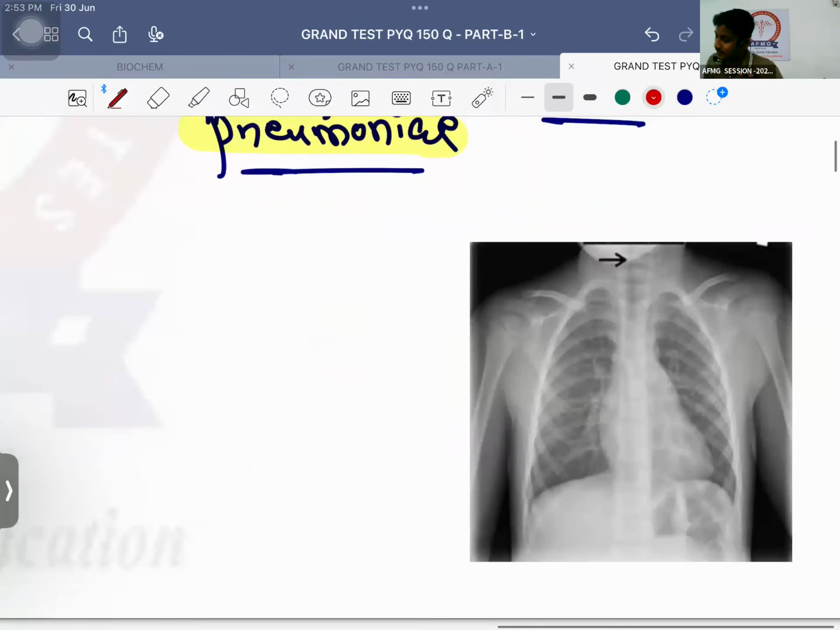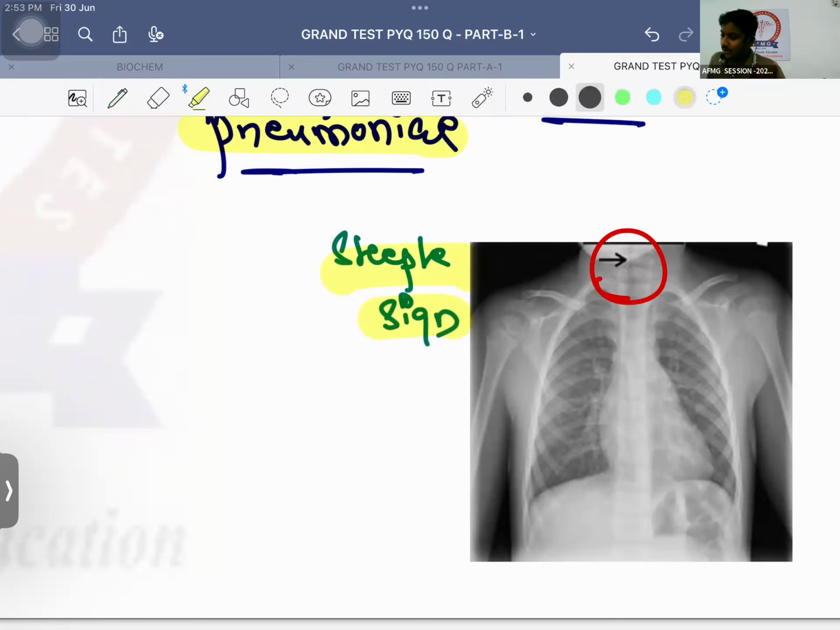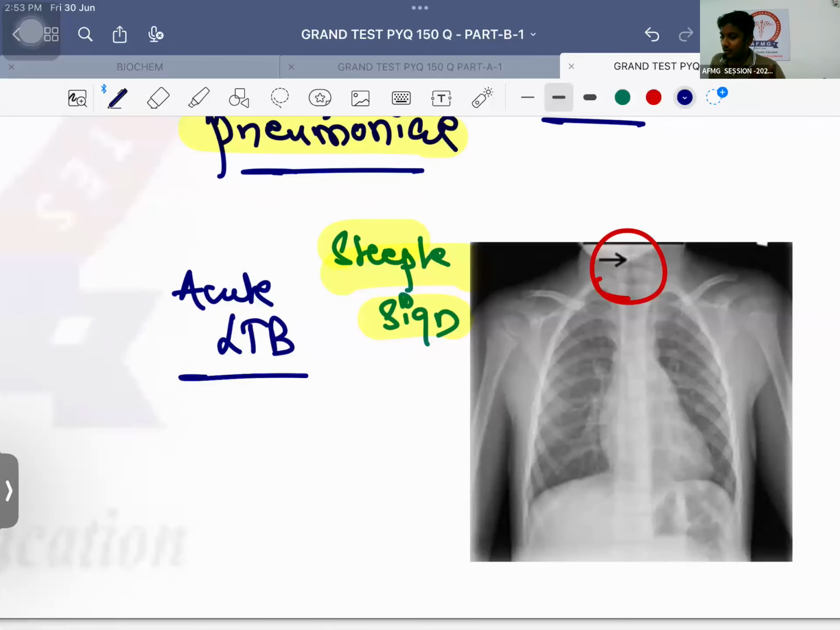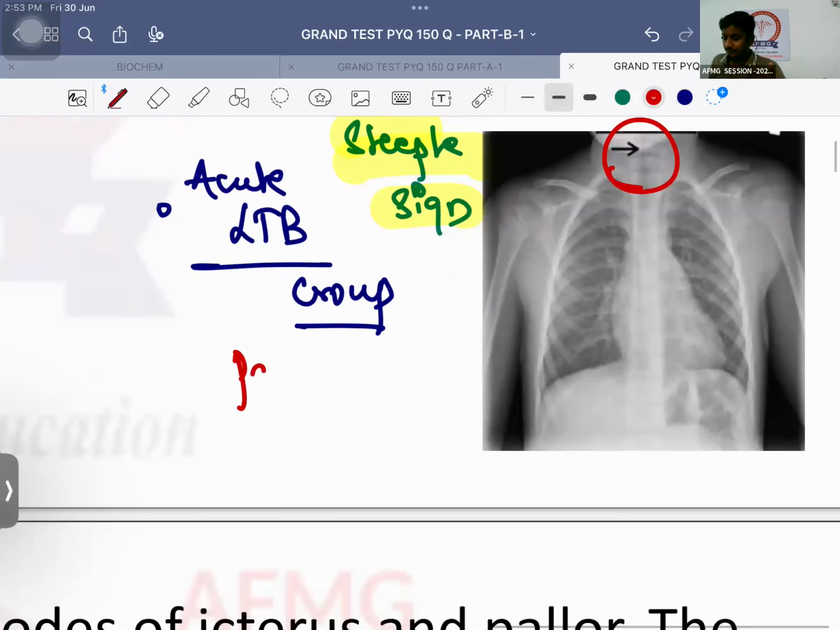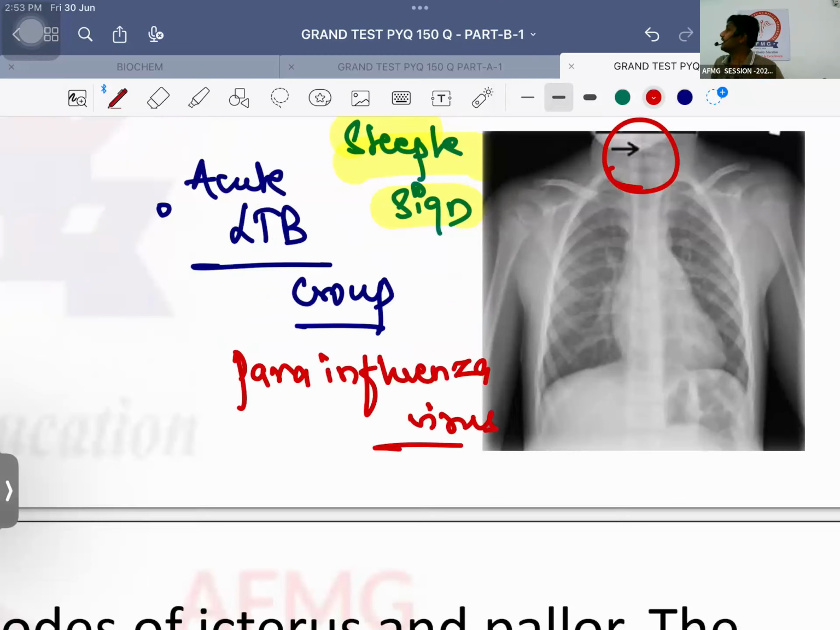Next, what is this? X-ray neck showing. It is known as the steeple sign. It is due to narrowing of the subglottis, and it is due to acute laryngotracheobronchitis, also known as CROUP. What is the causative agent? Para-influenza virus. Previous year question again. Para-influenza virus. It is the infection of complete airway, laryngotracheobronchitis. But most common site affected is the subglottis, and therefore narrowing shows steeple sign on the X-ray.